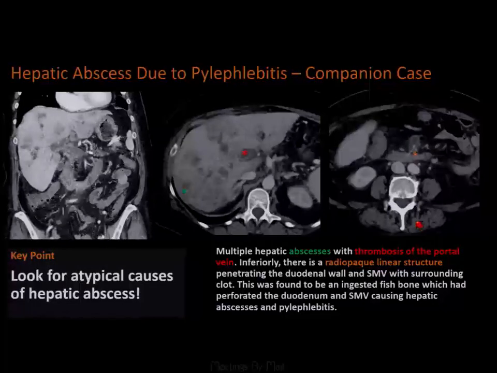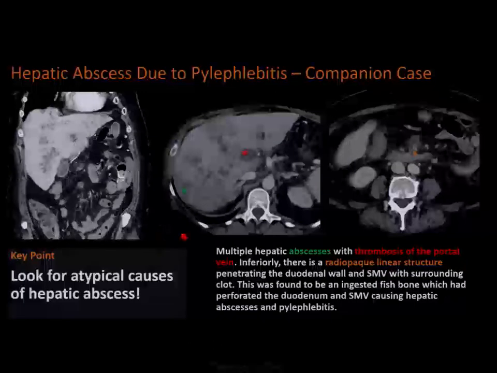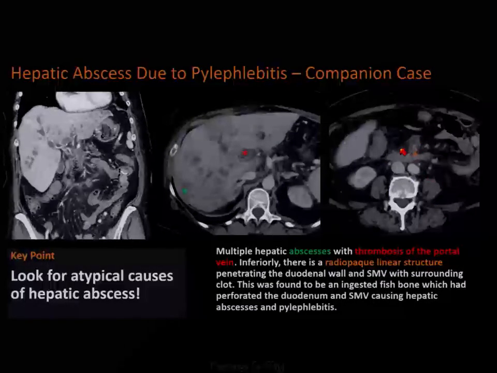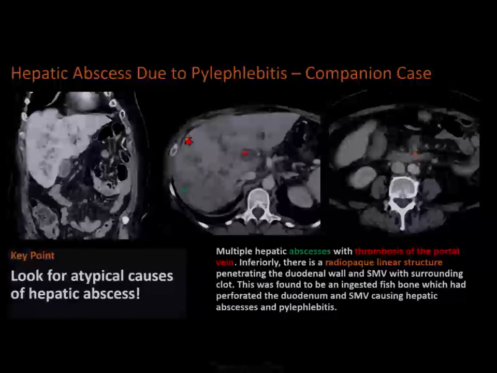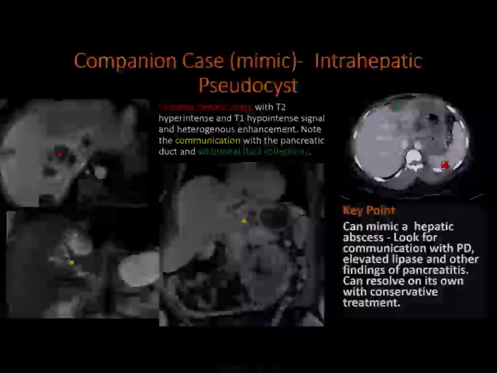You guys may have seen this case yesterday at the Jeopardy. This was our hepatic abscesses due to pylephlebitis from a perforated fishbone, and this is just reminding you guys to always look for atypical causes. When you think of hepatic abscesses, you think of diverticulitis, but you also want to look for uncommon causes.